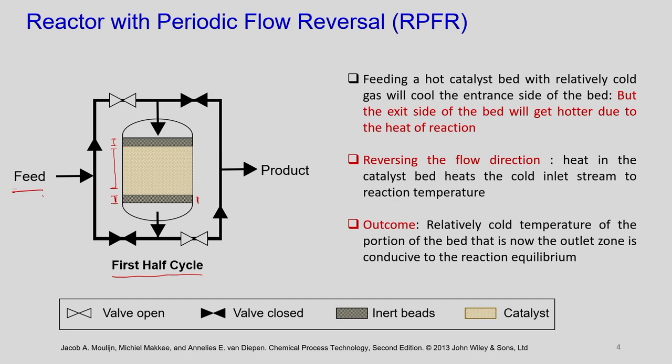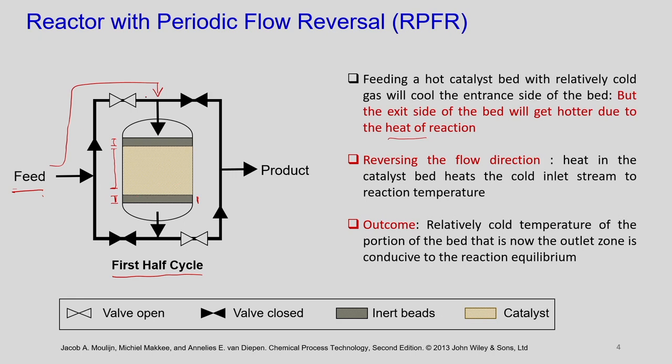So, what is this cycle? Feeding a hot catalyst bed with relatively cold gas will cool the entrance side of the bed, but the exit side of the bed will get hotter due to the heat of reaction. Let us say we are considering an exothermic reaction. If the feed is inserted here, it goes here and then enters the reactor. So, in this initial part, the feed will be cold. I am assuming the catalyst bed is already heated from the previous reaction.